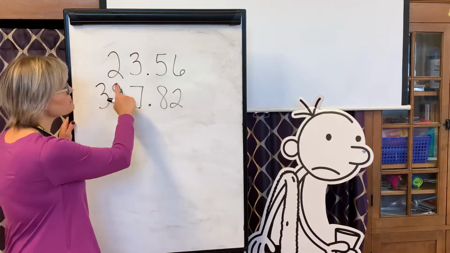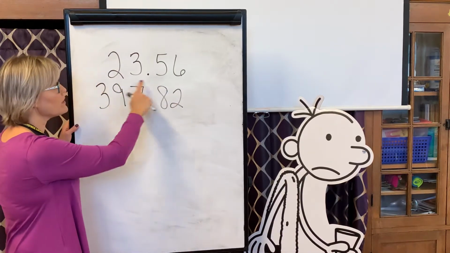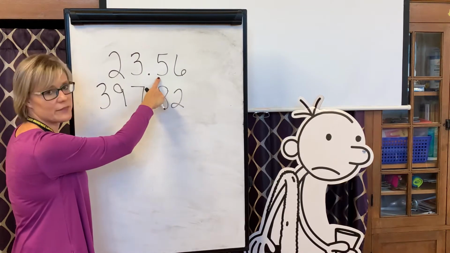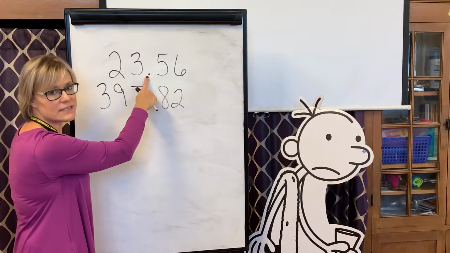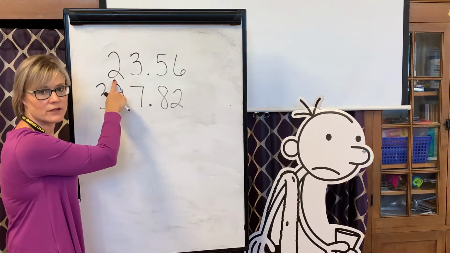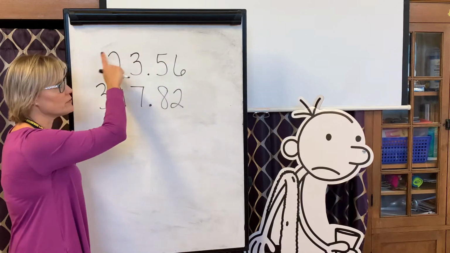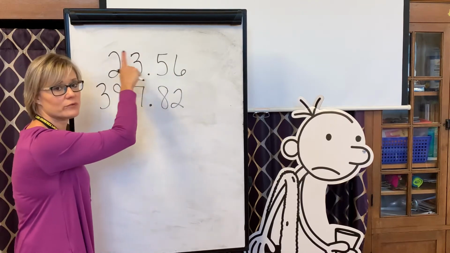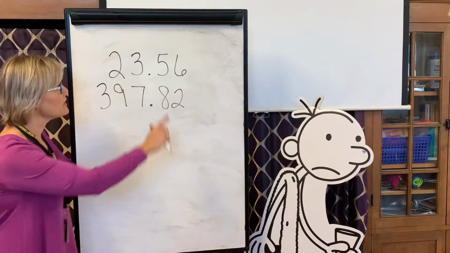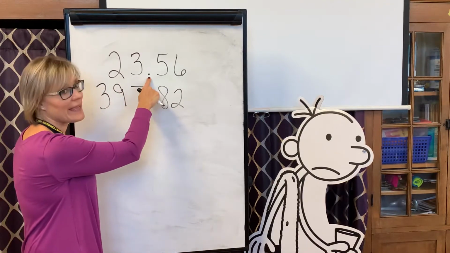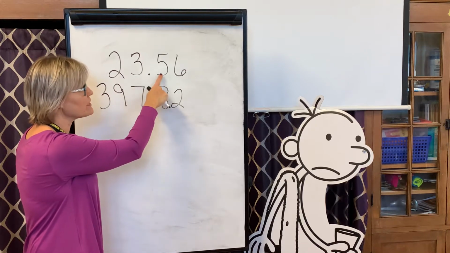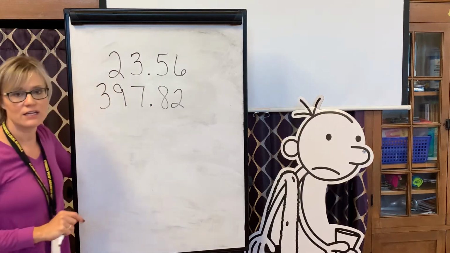All right, so I'm taking a look at this number, and I notice I have a number in the hundredths place. I have a tenths, then I have my decimal, I have a ones, and then I have a tens. All right? So I know the places that I have and what I'm working with in this number. So now I'm going to go back and I'm going to read this number. This is 23 and, remember to say and at the decimal, 23 and 56 hundredths.